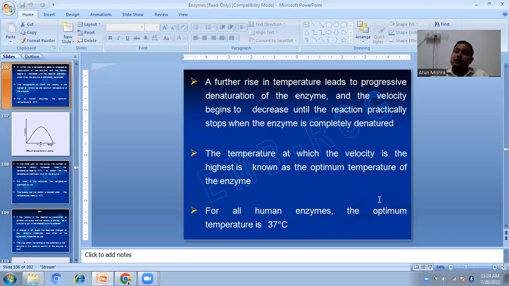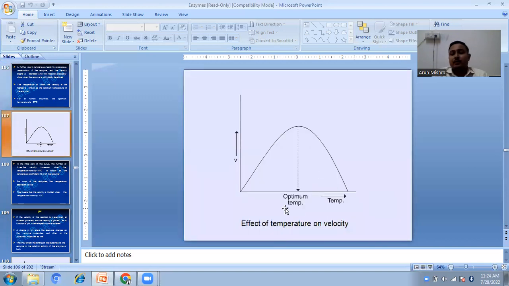The temperature at which the velocity is highest is known as the optimum temperature of the enzyme. Basically, we get this bell-shaped curve plotted between the velocity and the temperature. Initially, when the temperature increases, the velocity increases and it reaches a maximum point where the velocity is maximum, and that temperature is known as the optimum temperature. If we further increase the temperature, the velocity starts to decrease and practically stops at a certain temperature. So we can say that every enzyme has an optimum temperature at which it performs its best. This is the temperature at which enzyme activity is maximum.